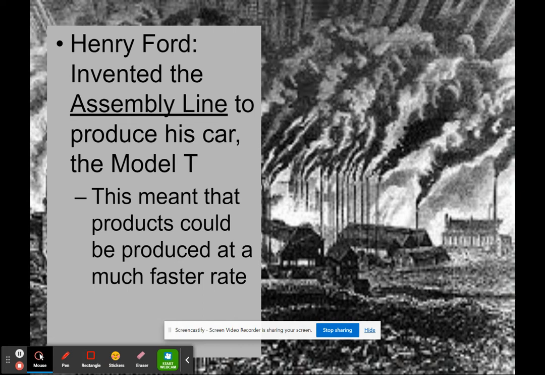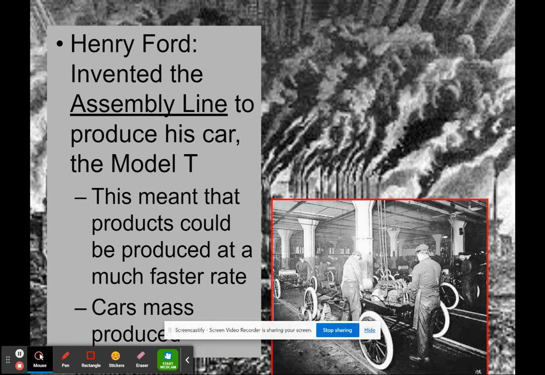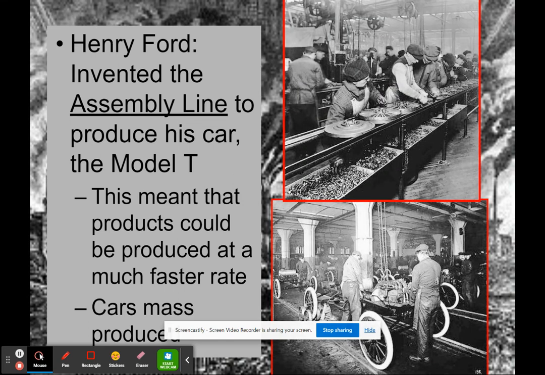Instead of one person putting a car together from start to finish, they had an assembly line. The car moved down the assembly line, and a person or a group of people would do one part of the car, like put the engine in. Then someone would put the tires on, someone would put the doors on, and they would just keep moving it down. That meant they could produce more cars much faster because you only had to do one part of the car. So this made cars mass produced, and thus it made them cheaper and more people could buy cars.